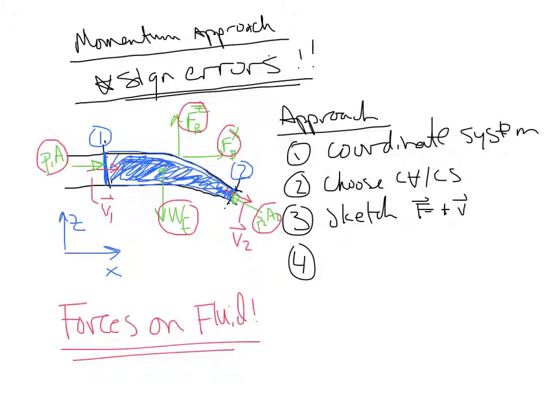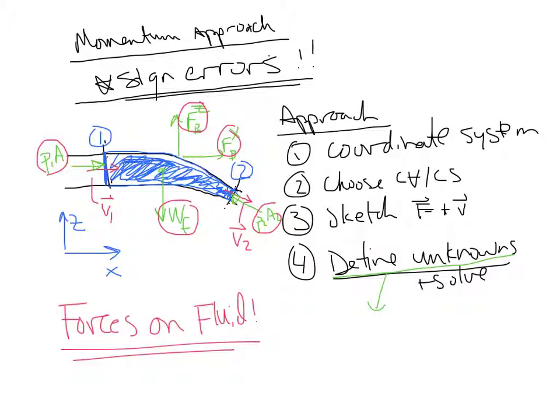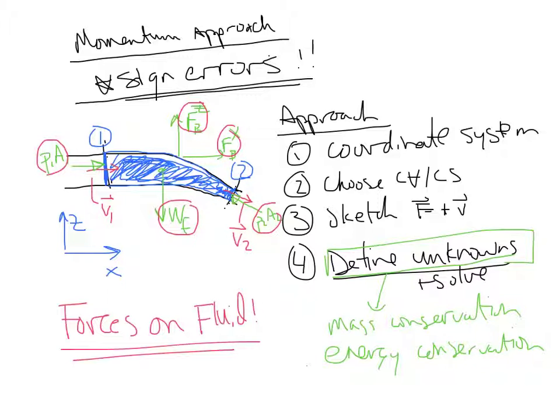All right, step 4, define the unknowns and solve. Now, in defining the unknowns, frequently, we're going to find ourselves wanting to use other equations, mass conservation. And as we'll see in the next lecture, energy conservation. Those are additional pieces of information that can be used to define the unknowns and then solve the equation for whatever you might be looking for, whether it's a force or a velocity.